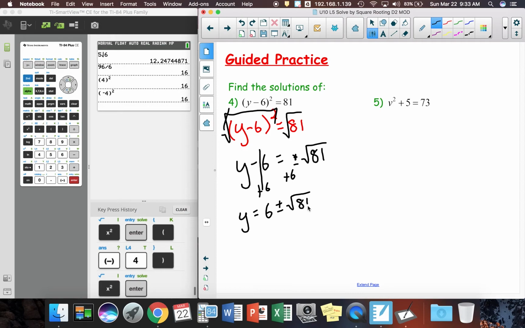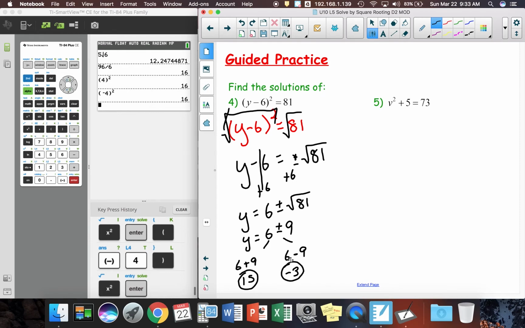Now 81 is a perfect square, so I'm going to simplify that down. We get y equals 6 plus or minus 9. But since we have two whole numbers here, we got to split this up. So we have 6 plus 9, and we have 6 minus 9. 6 plus 9 is 15. And 6 minus 9 is negative 3.